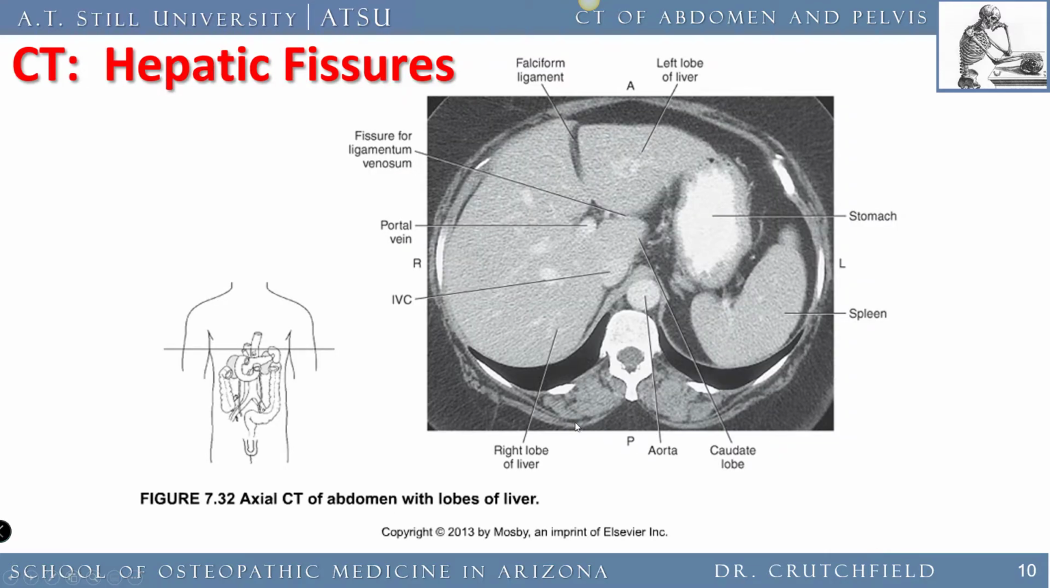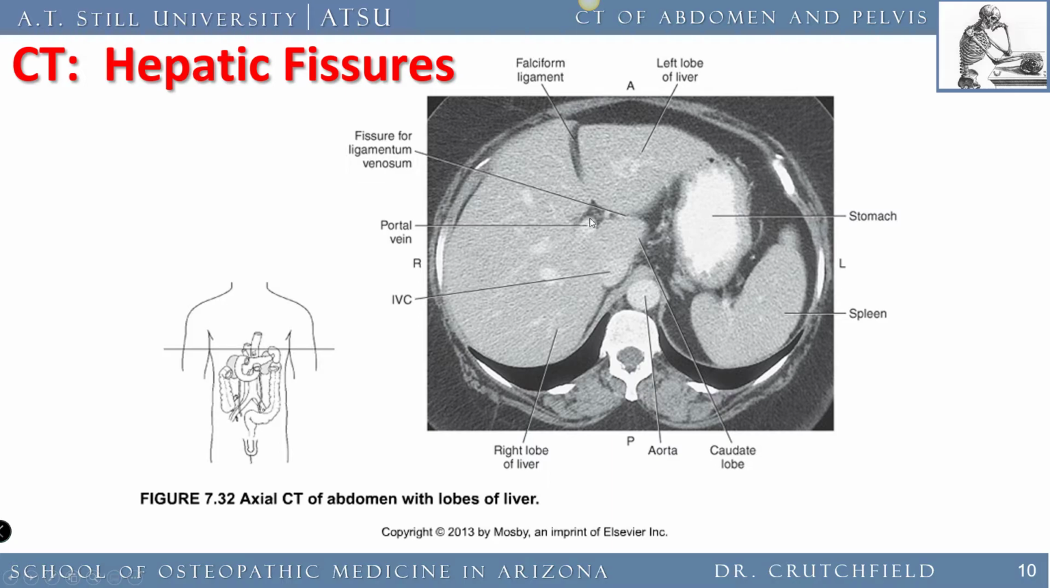So now let's find these on the CT scan. So again, we've got left lobe of the liver, we've got right lobe of the liver. Here's our aorta, and here is our inferior vena cava. We have a stomach filled with contrast. Here's our spleen. And then here is the fissure of the ligamentum venosum.